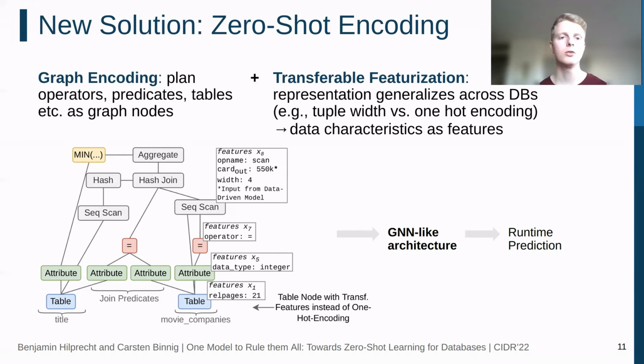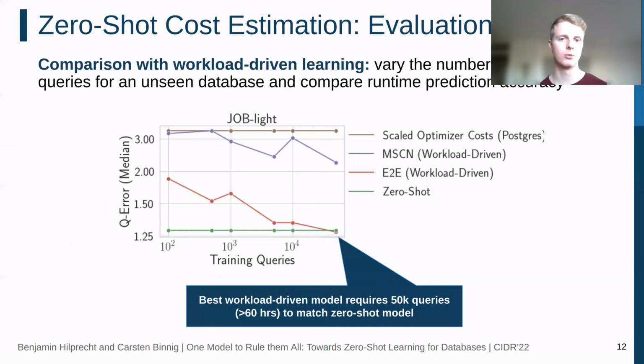In addition, we also annotate the plan nodes with transferable features. That means that these features really generalize across databases, so they have the same semantics independent of the database. So for instance, to represent some attribute, we would use features such as the data type or the tuple width instead of one-hot encodings. In addition, we also provide data characteristics as features, and this is discussed in more depth in the paper. And then this transferable featurized representation is input for a graph neural network like architecture that then predicts the runtime. And of course, an interesting question is, does that work in practice?